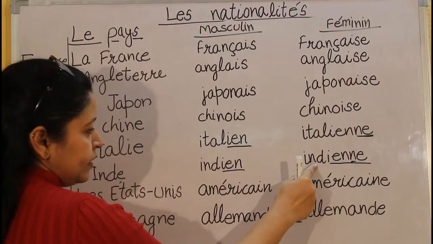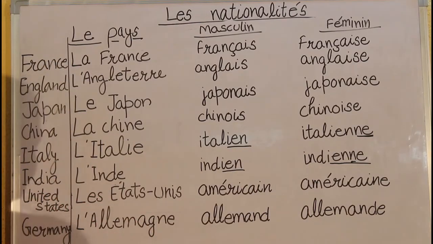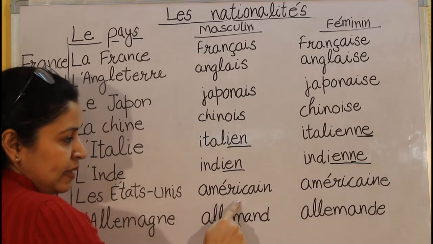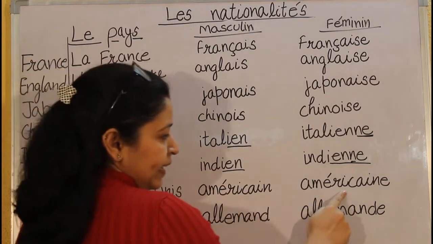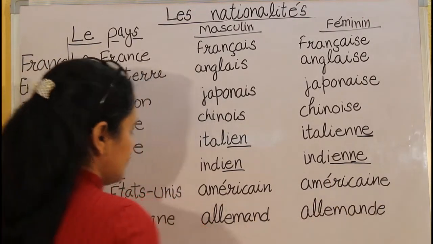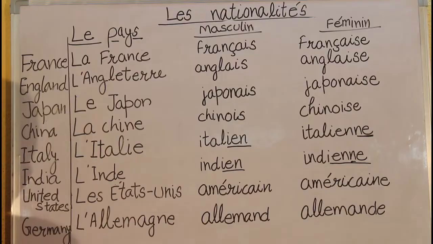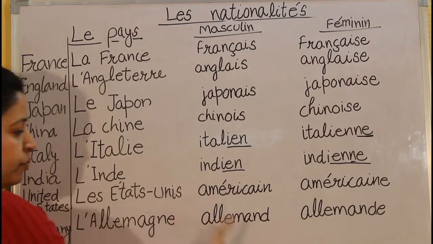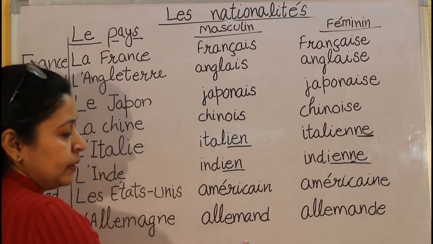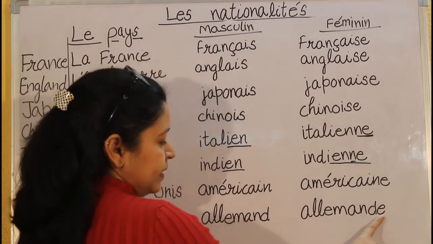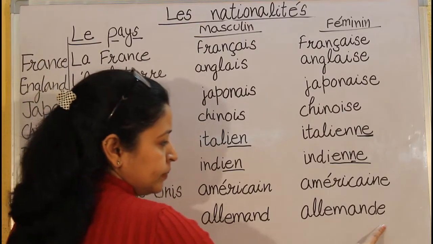Indien, Indian. Now United States, the country name is Les États-Unis. The man who is living there is américain, American. Again we have just added E in the spelling. For Germany, the country name is l'Allemagne, and the man who is living there is allemand, and the woman allemande. Now we have added E here.